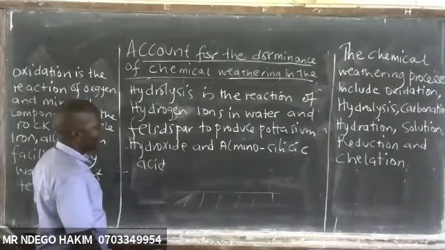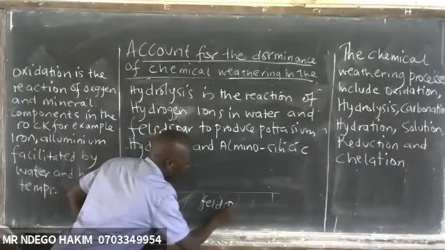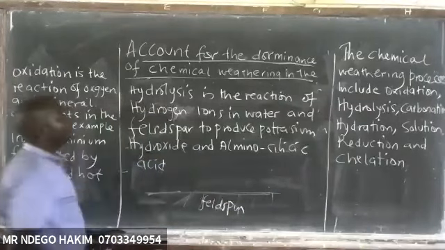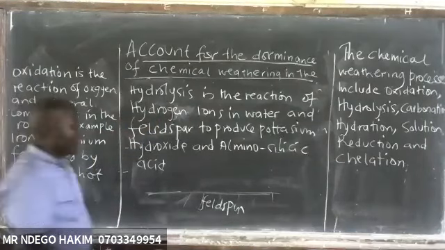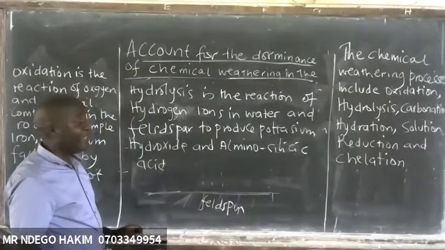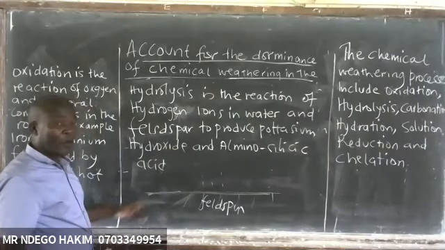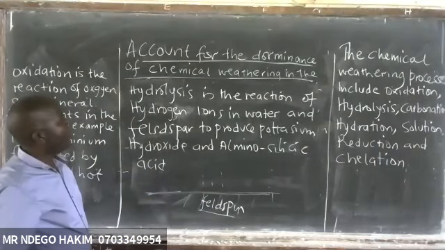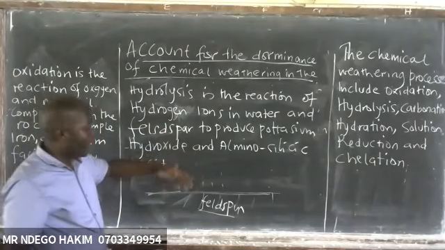That rock has a mineral. This part is a rock. So we are saying hydrolysis is the reaction of hydrogen ions in water. Assuming this is water, the hydrogen ions in water will come and penetrate, getting into contact with a rock containing this mineral, feldspar.